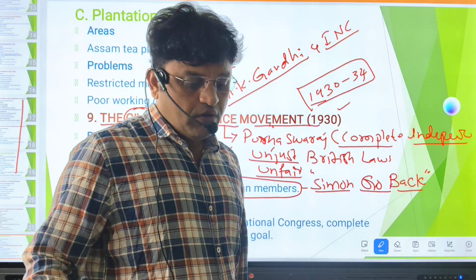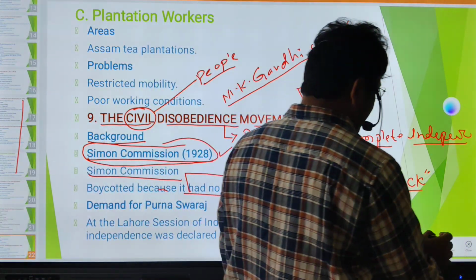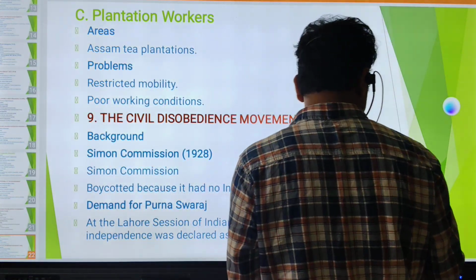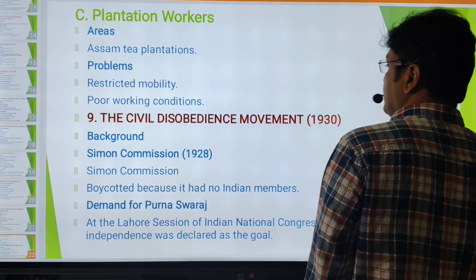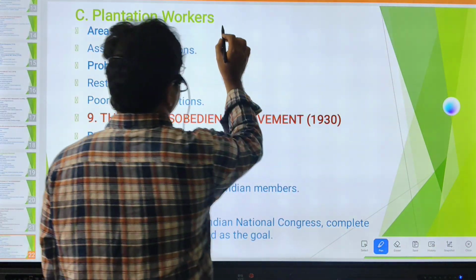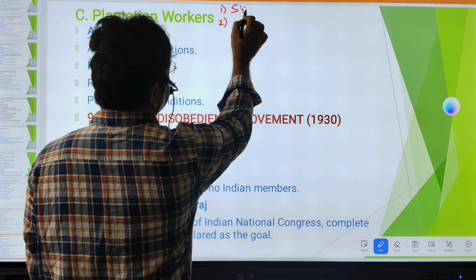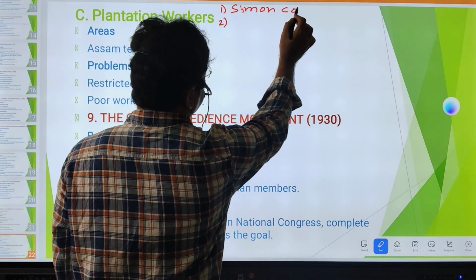Right. So, if you look at the second factor, what was the second factor? The first one was the Simon Commission.